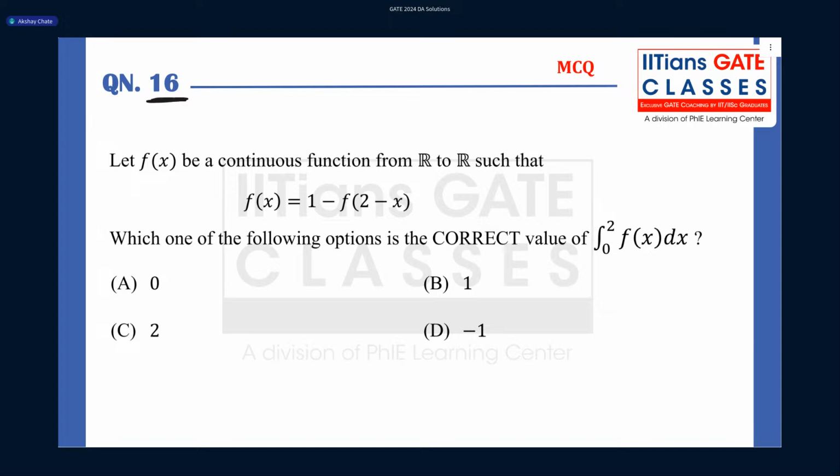So this is question number 16, and it is the use of one property of definite integral. So let's go through the question. There is a function f of x which is a continuous, real valued function, given by f of x is equal to 1 minus f of 2 minus x. Now we need to find this definite integral where the limit is from 0 to 2, and you have to find the correct value of this integral. There are 4 options, one of them is correct.